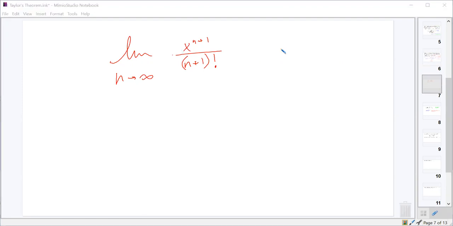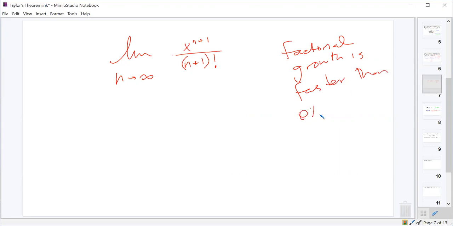Yeah, it should be, right? We should be able to say, and we haven't really dealt with factorial, that factorial growth is faster than this numerator, which is exponential growth, right? Isn't the numerator exponential? Because x is just some concrete real number value, and we're raising it to the power of a variable n plus 1. And the factorial growth as we go towards infinity will be faster than the exponential growth.